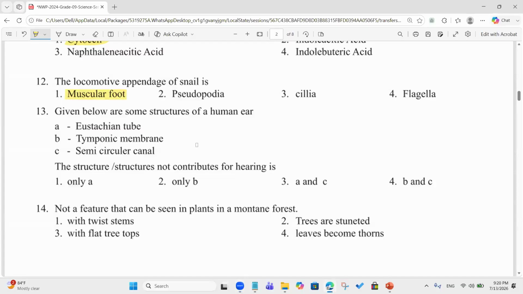Given below are some structures of the human ear. So the question is which structures do not contribute to hearing. So which part is not contributing to hearing, Lamai? B. Yes. What are the parts? Can you tell me the names?